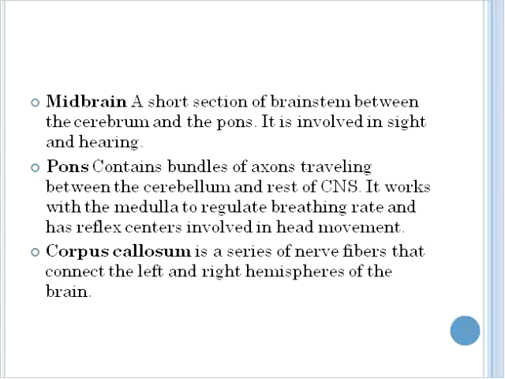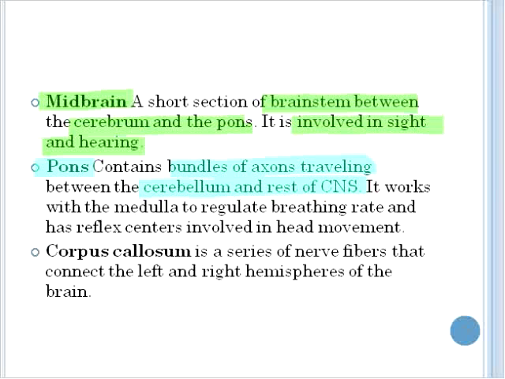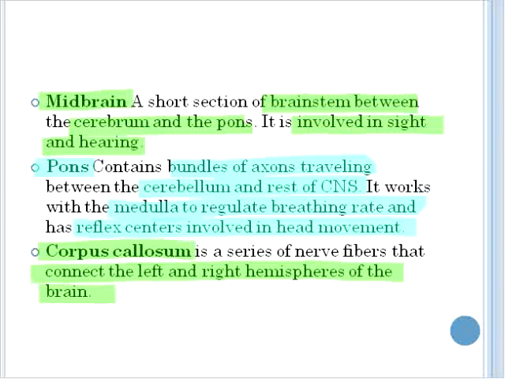Other parts of the brain include the midbrain, which is a piece of brainstem between the cerebrum and the pons. It's involved in sight and hearing. The pons contains axons, nerve cells, that link the cerebellum and the rest of the central nervous system. It works in concert with the medulla to regulate breathing, and it has reflex centers involved in head movement. Bridging the gap between the two hemispheres is the corpus callosum. It, as I just mentioned, connects the left and right hemispheres of the brain.